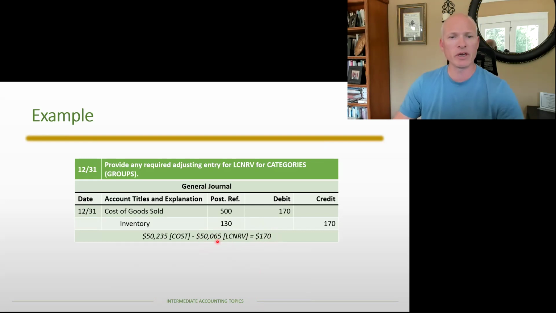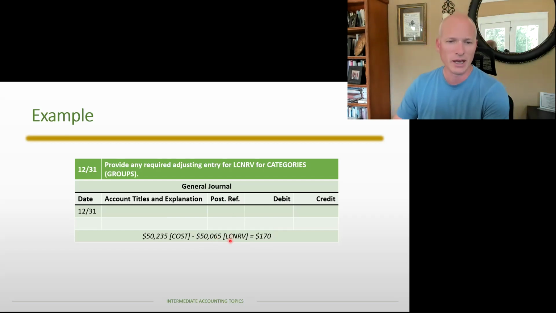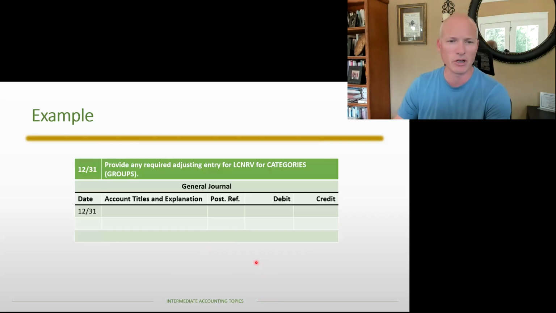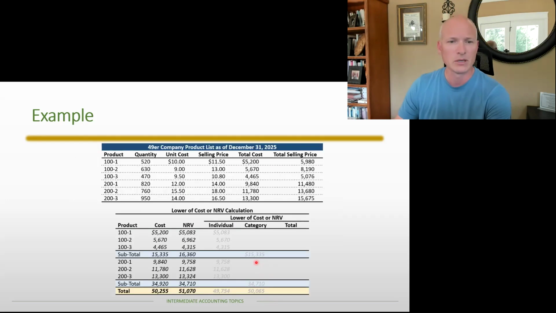And so for the entry, we decrease our inventory by 170, and that goes as an increase to our cost of goods sold. That's how we would close that out. Again, I think I did some math wrong on the previous one here. I'd have to walk through it real quick and figure out what the entry would be. But hopefully you get what's going on here. I apologize for the math error.